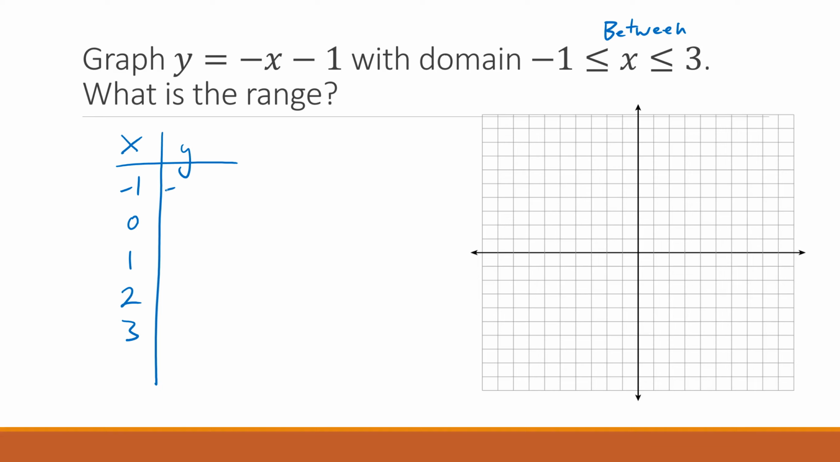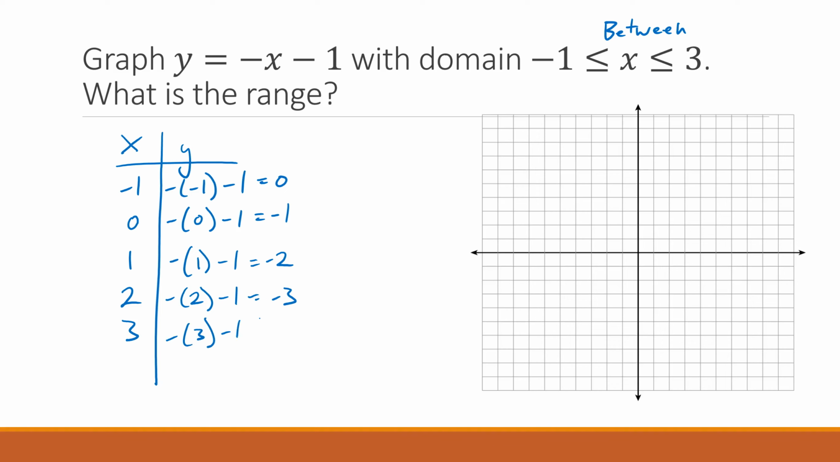Okay, plugging in -1, -(-1) minus 1. These two negatives are going to cancel, so I just have 1 minus 1, which is 0. Then -0 minus 1. There's really no such thing as -0. It's just 0, so 0 minus 1 is -1. Then -1 minus 1 is -2. Okay, and we see the pattern here. It's not too bad. I'm wasting time while I write. Okay, good to go.